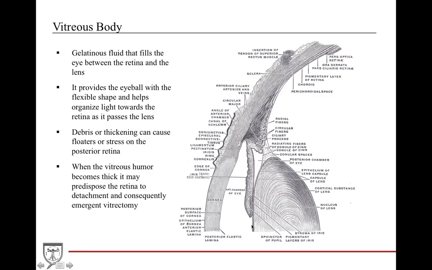So then we're going to talk about the vitreous body. The vitreous body is in the posterior chamber. This is the vitreous body in the posterior chamber. It's a gelatinous fluid located between the retina and the lens, and it's a thick, jello-like consistency when you're younger. Then when you get older, it becomes a little more liquidy, a little more fluid. It provides the eyeball with a flexible shape, that very unique spherical shape, and it allows light to pass through it.